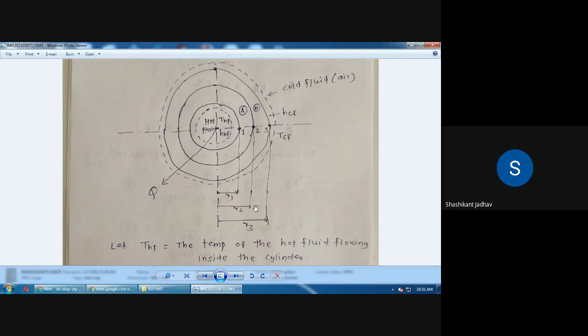Simple hai. Similarly we have to write down the equation for the layer B, that is 2 pi into KB into L, T2 minus T3 divided by ln of R3 by R2. And similarly we have to write down the equation for the convection which takes place on the outside of the cylinder. And what is that equation, Q is equal to HCF into 2 pi R3 into L into T3 minus TCF. So in this way we have to understand the concept.